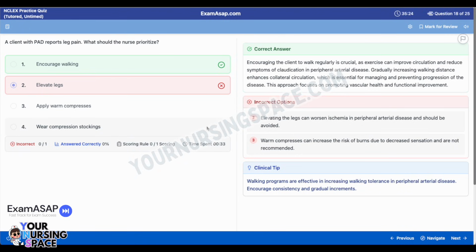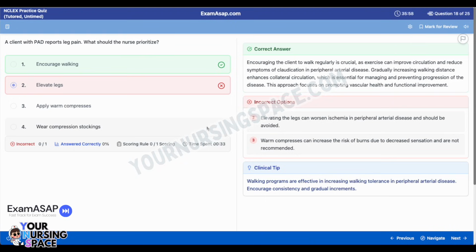The correct answer is 1. Rationale. Correct answer is 1. Encouraging the client to walk regularly is crucial, as exercise can improve circulation and reduce symptoms of claudication in peripheral arterial disease. Gradually increasing walking distance enhances collateral circulation, which is essential for managing and preventing progression of the disease. This approach focuses on promoting vascular health and functional improvement.